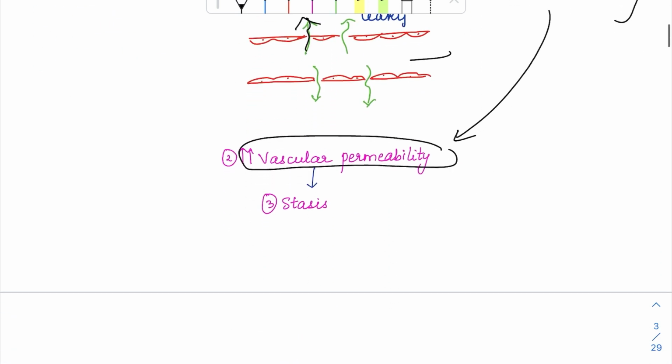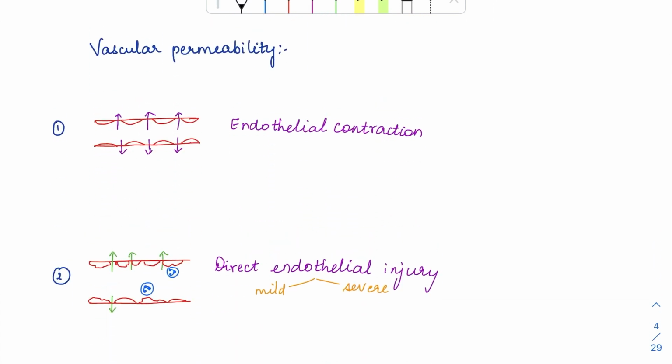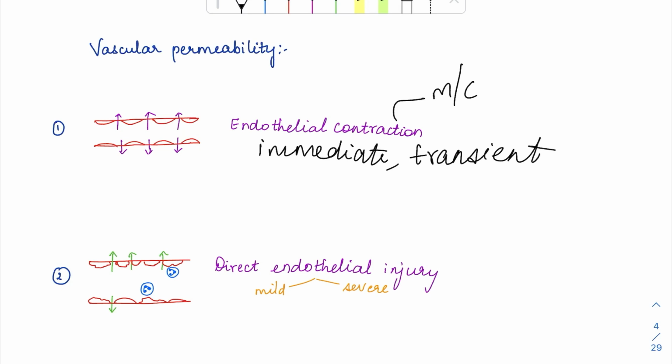We'll see about the mechanisms which lead to this vascular permeability, starting with endothelial contraction. Endothelial contraction is nothing but the endothelial cells, which are like this, contracting and creating a gap between them. This is the most common mechanism, and it happens as an immediate and transient response. For the endothelium to contract, it can happen immediately, but for it to go back to its normal state, it is going to take some time.